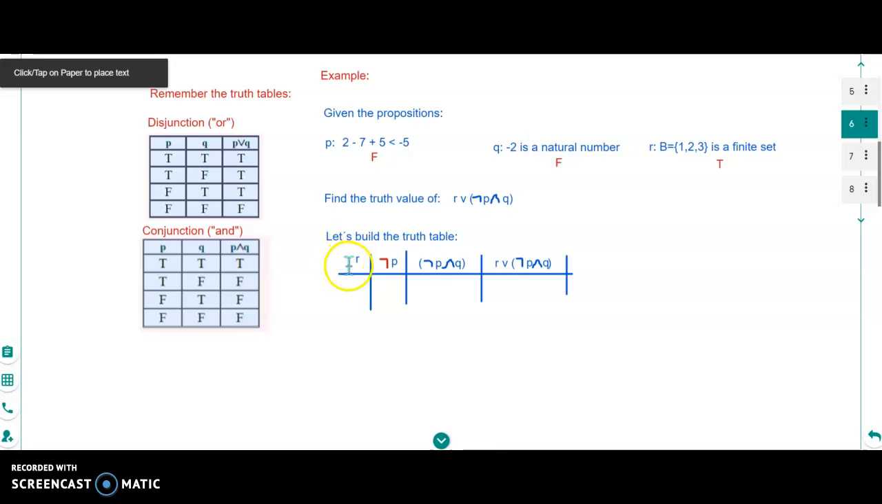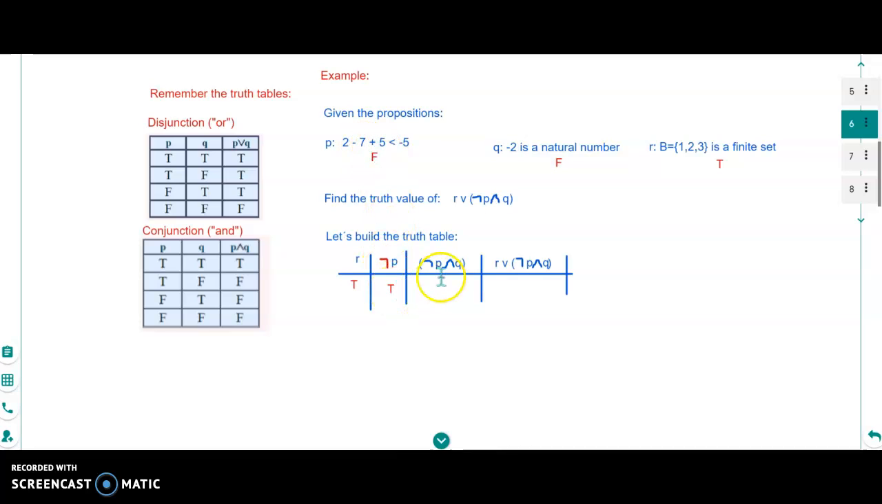We already have the truth value of R. The proposition R is true, so we find the truth value is true. Now let's check the negation of P. P is false, so the negation of false will be the opposite, will be true. The negation of false is true.